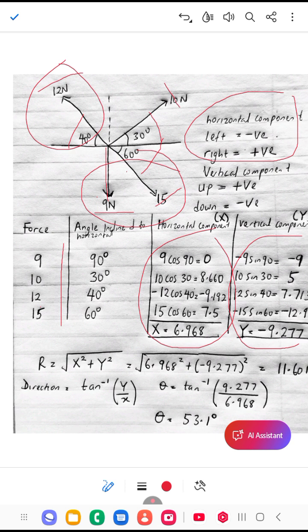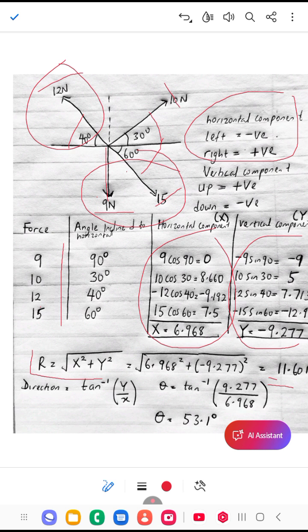There are a lot of things that we still need to understand concerning the resolution of vectors. So now to find the resultant vector, it is square root of x squared, that's the horizontal component, plus y squared, that's the vertical component. I slot in the values here, and this is the answer that I got, 11.60 Newton. That's the result. Our resultant.